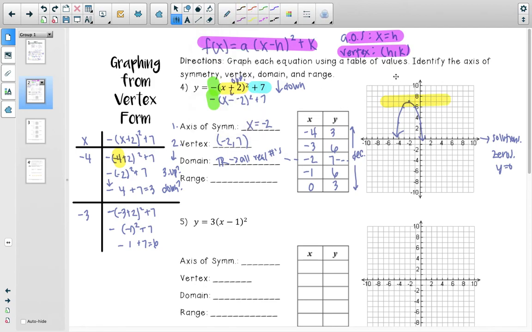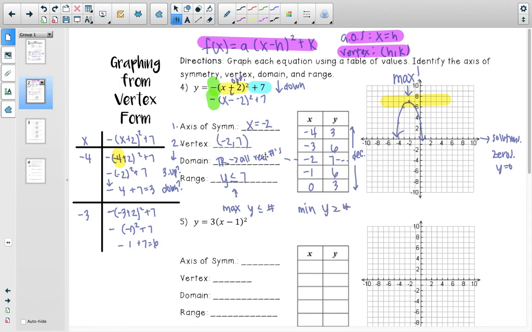And that's because it has a max. This is the max, right? So the lowest value is going to be clear down here. The highest value is this vertex value of 7. So y is less than or equal to 7 because it goes down. If you notice, this is the setup for maxes. Maxes will always be y is less than or equal to some number. Mins would be y is greater than or equal to some number.